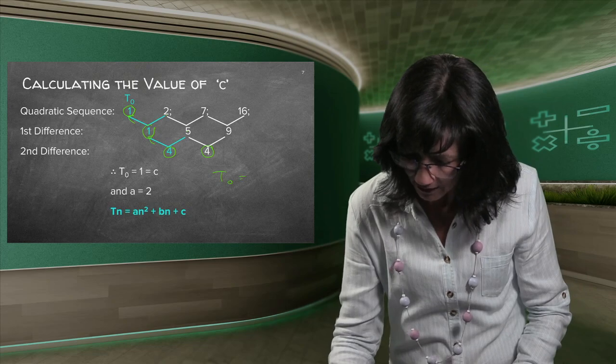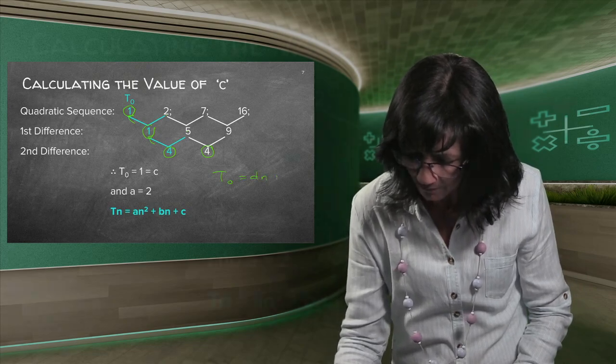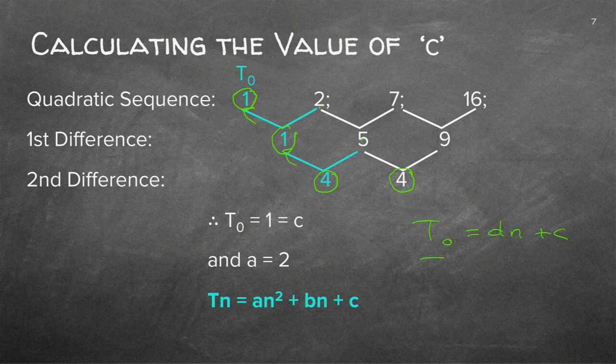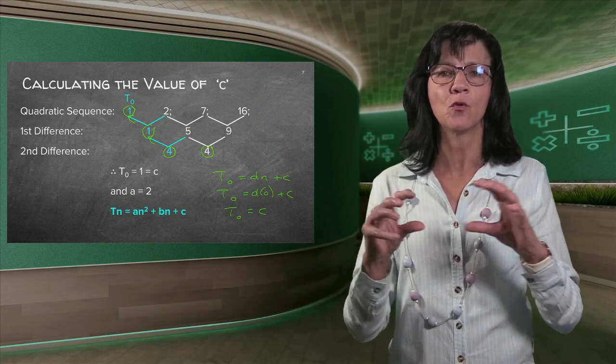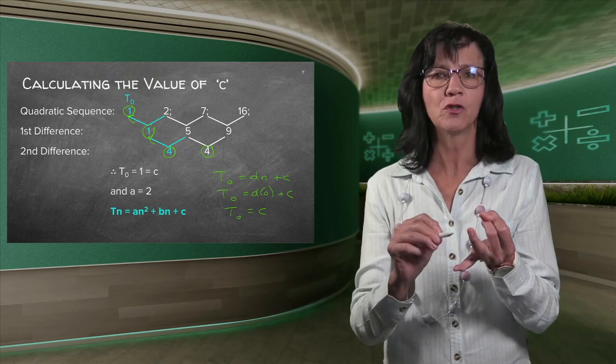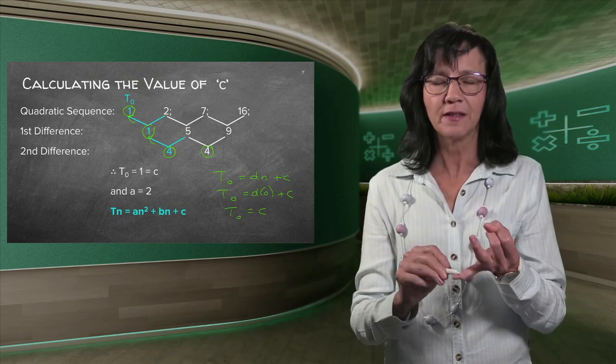Because if you quickly think back to this one, dn plus C, if I make the n a 0, what will be left? Just C. T0 will be equal to C. So there's a very easy way to find the C, the constant number in your quadratic equation. So now we already got 2 very easy ways to find the A and the C.